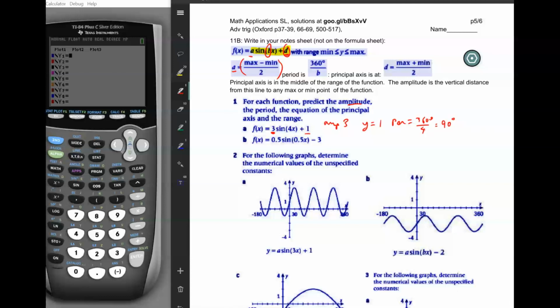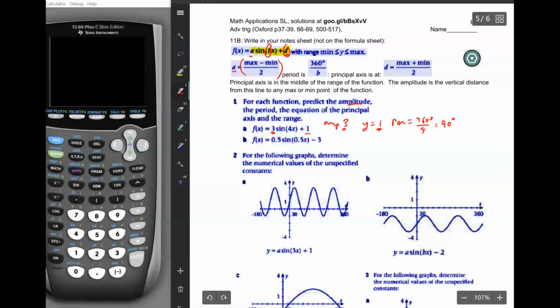And last of all, it wants the range, and the range is the lowest y value and the highest y value. And the way you get that is you take the principal axis and you add 3, and you take the principal axis and you subtract 3. So the smallest value would be 1 minus 3, which would be negative 2. And the largest value would be 1 plus 3, which would be 4. So the range would be negative 2 less than or equal to y less than or equal to 4.